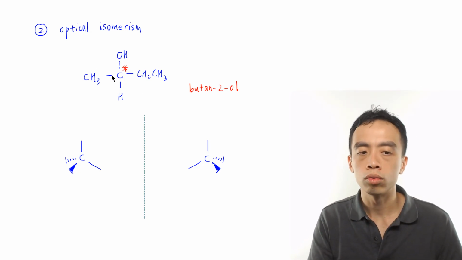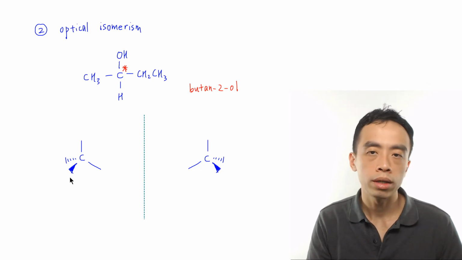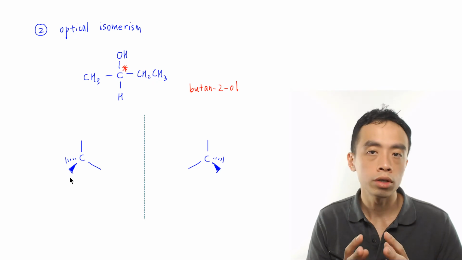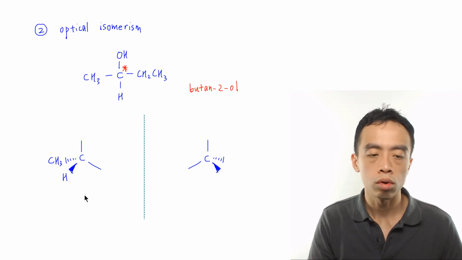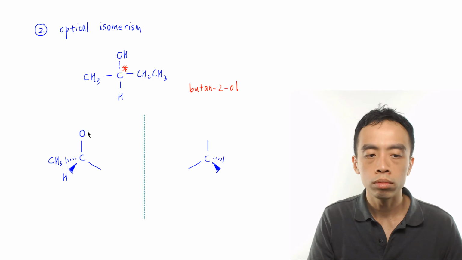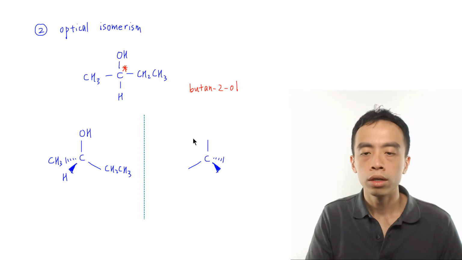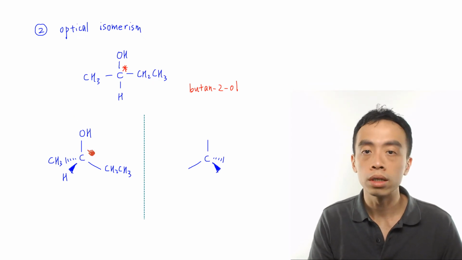This carbon is bonded to a methyl group, an OH group, an ethyl group, and a hydrogen. Actually, it doesn't really matter where we arrange the 4 groups, as long as we put the correct 4 groups. So let me try to put it in here. Maybe I put a methyl group here, CH3. The hydrogen is towards you. The OH group, maybe I point it up. And the ethyl group will be here, CH2, CH3. So this will be one of the optical isomers.